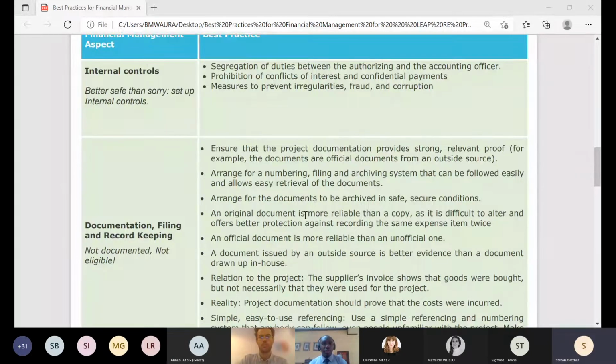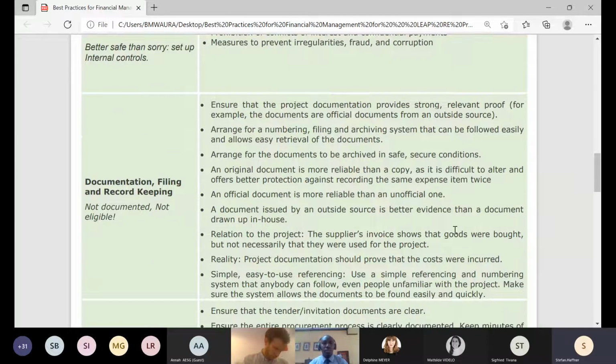So the other item is on documentation, filing, and record keeping. As we know from the videos and the materials that I already shared, if you cannot document a particular cost, then that cost will not be eligible. So it's quite important for the partners, even those who will not provide an audit certificate, to ensure that there is a very good filing system or documentation system that is above board, that will ensure that at any given time, any documents requested by the European Commission are available, simple and easy to locate, and can support the costs that are already reported for the action.